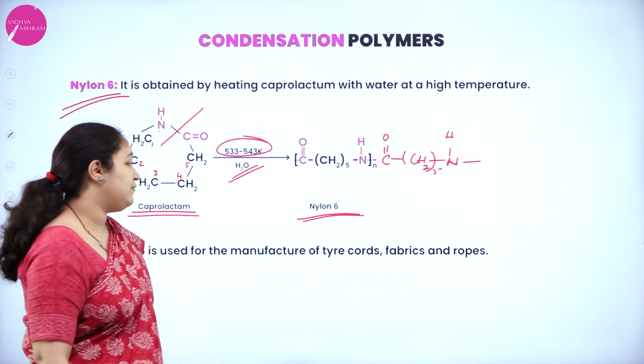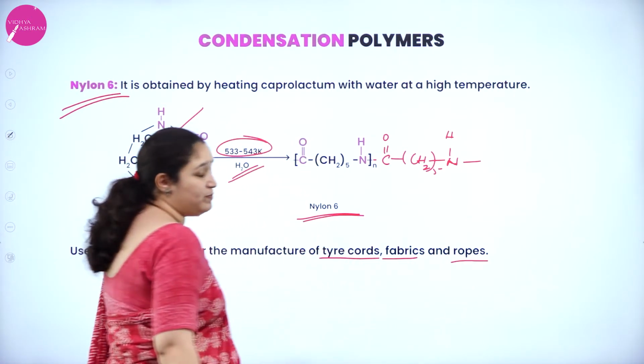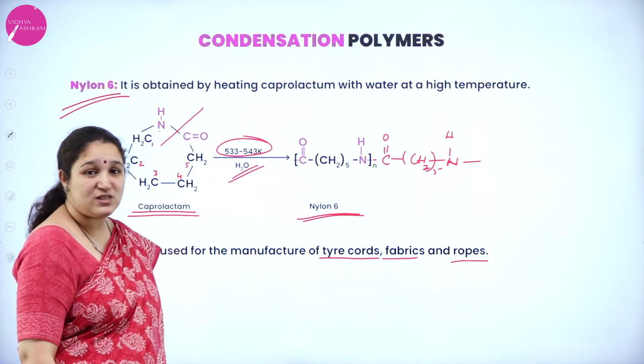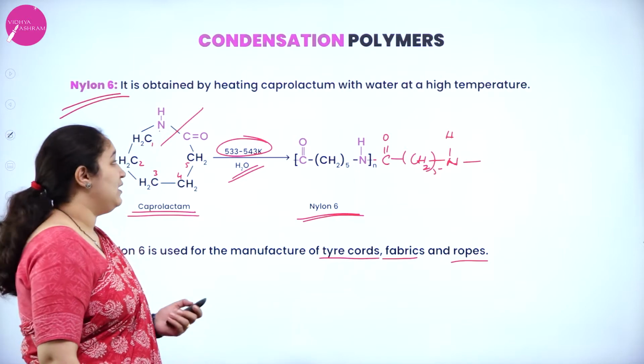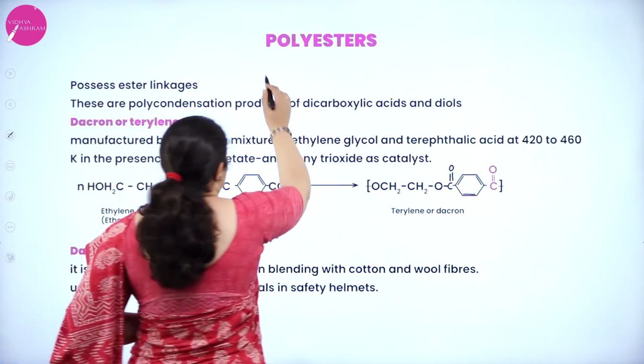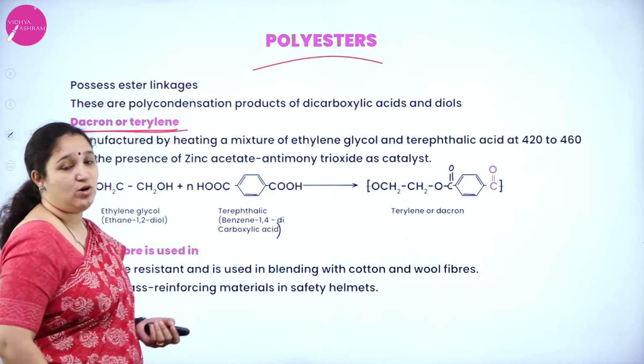What are the uses of nylon 6? It is used in tire cords, fabrics, ropes, etc. And what is the monomer? Caprolactam. Next we have polyesters. Under polyesters, we have one example, that is dacron or terylene.